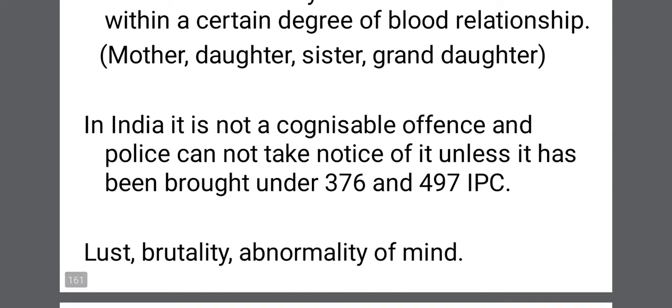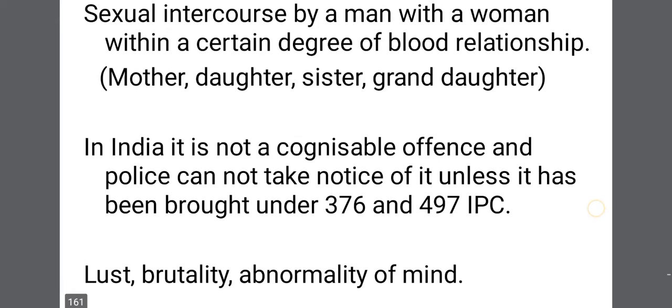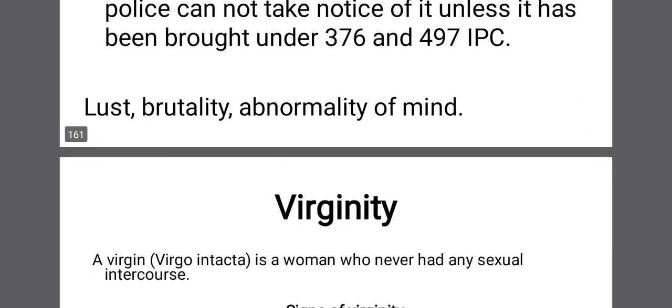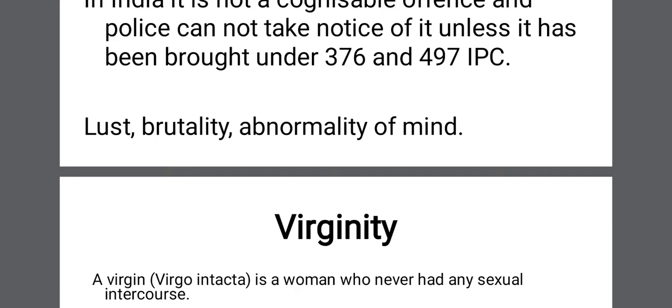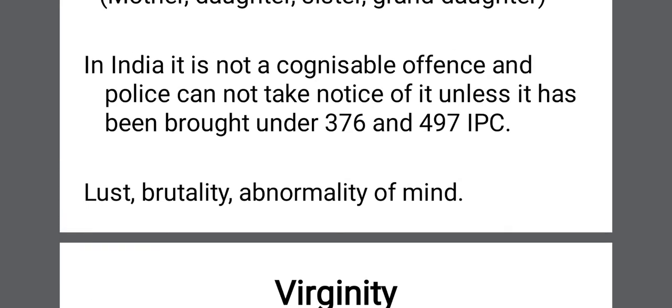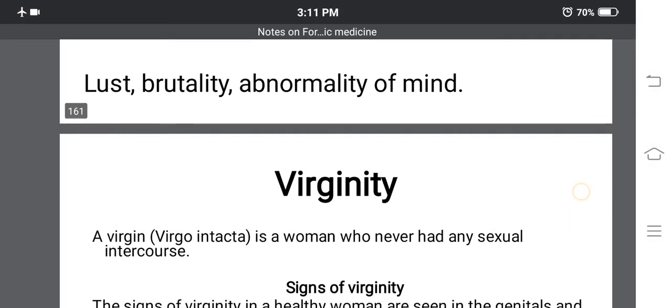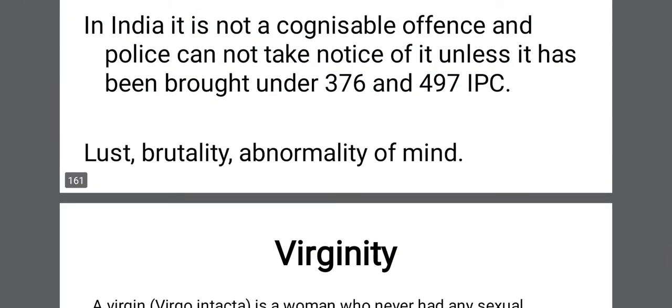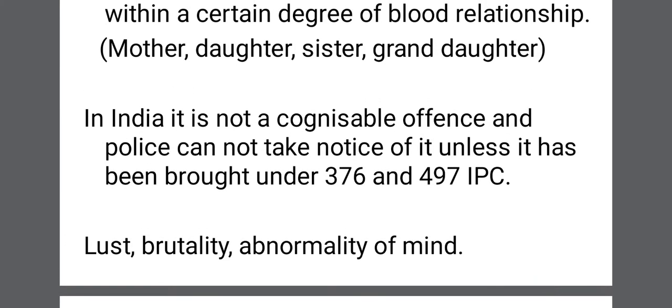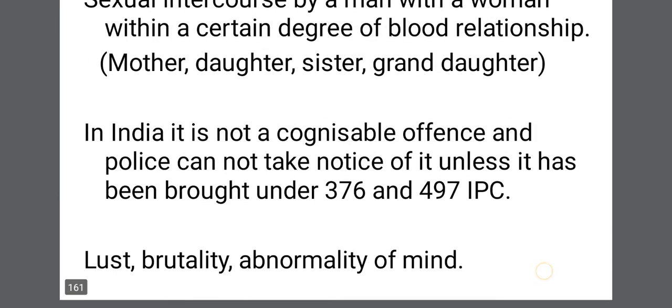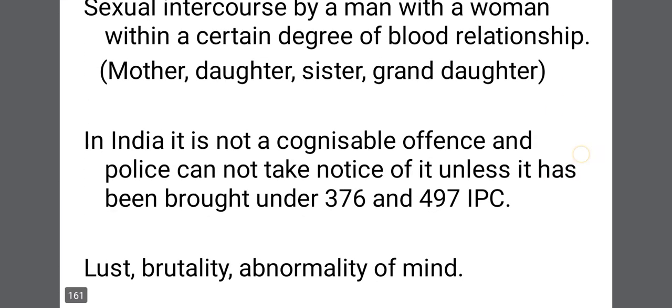In India, it is not a cognizable offense and police cannot take notice of it unless it has been brought under 376 and 497 IPC. If that girl or woman complains about such a blood relative, then only the police can take action under 376 and 497 IPC. Otherwise, it is not a cognizable offense. The cause of such a crime is lust, brutality, abnormality of mind. That person might have some sexual perversions or some psychiatric disease, because of which he has performed such a crime, that is sexual intercourse with a person of some degree of blood relationship. So you can just write 2 lines about incest, a short topic.